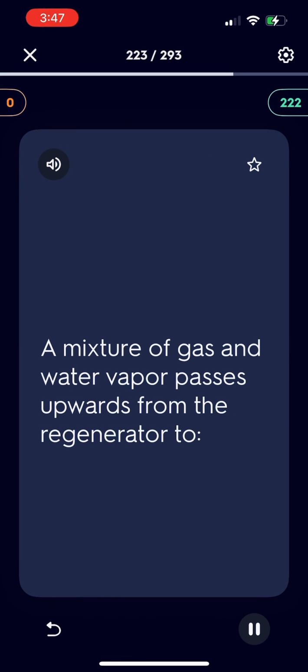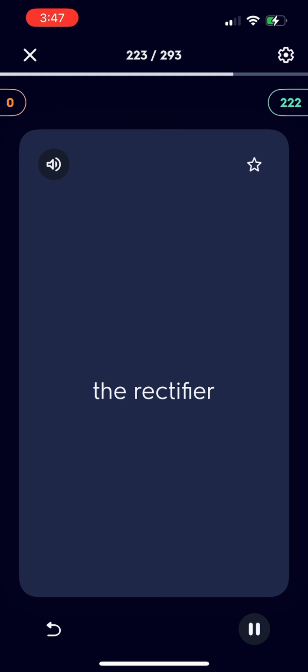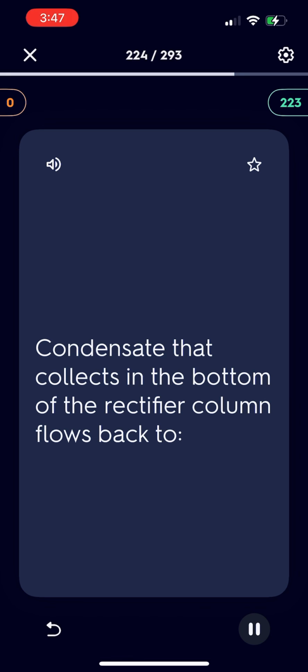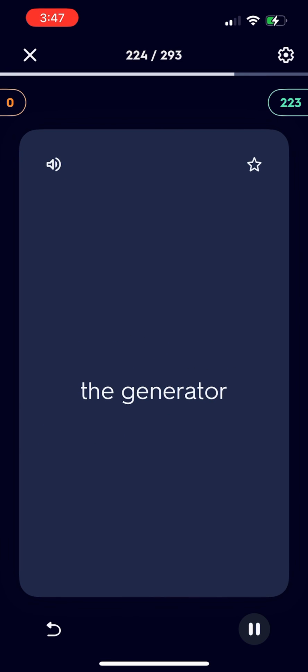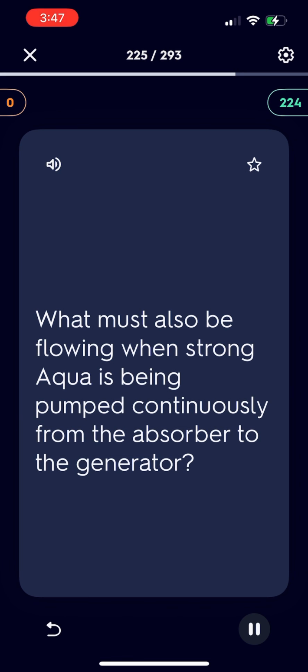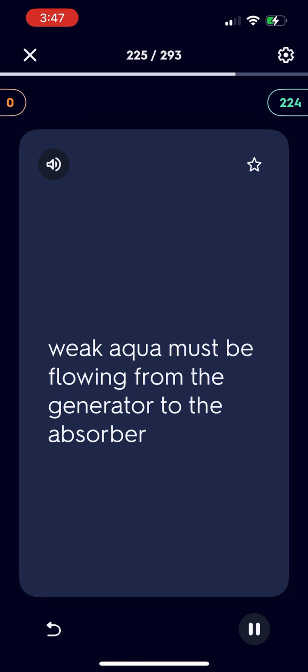A mixture of gas and water vapor passes upwards from the regenerator to the rectifier. Condensate that collects in the bottom of the rectifier column flows back to the generator. What must also be flowing when strong aqua is being pumped continuously from the absorber to the generator? Weak aqua must be flowing from the generator to the absorber.